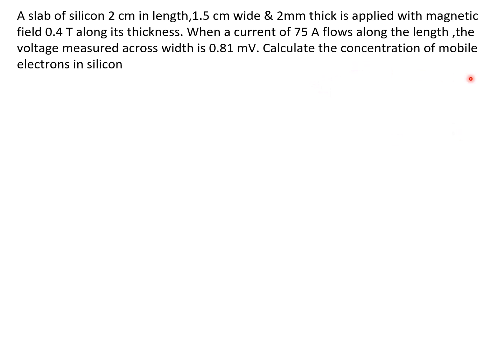A current of 75 ampere flows along the length. The voltage is measured across the width. Of course, the Hall voltage measured across the width is 0.81 millivolts. Calculate the concentration of mobile electrons in silicon. We have to calculate N here.